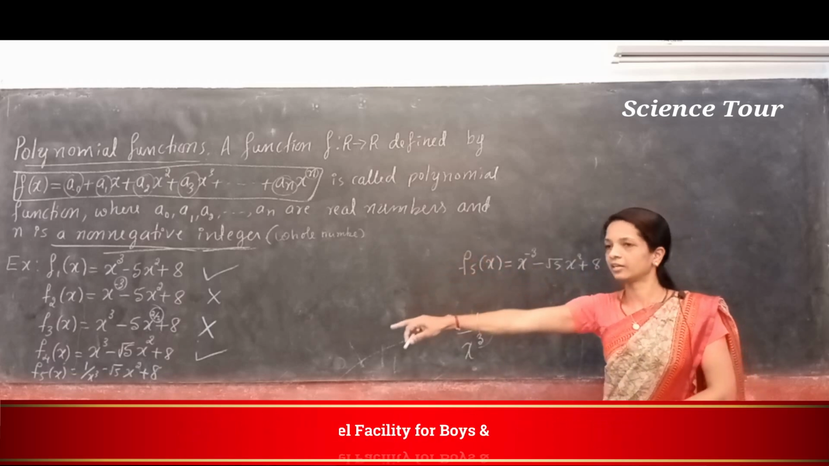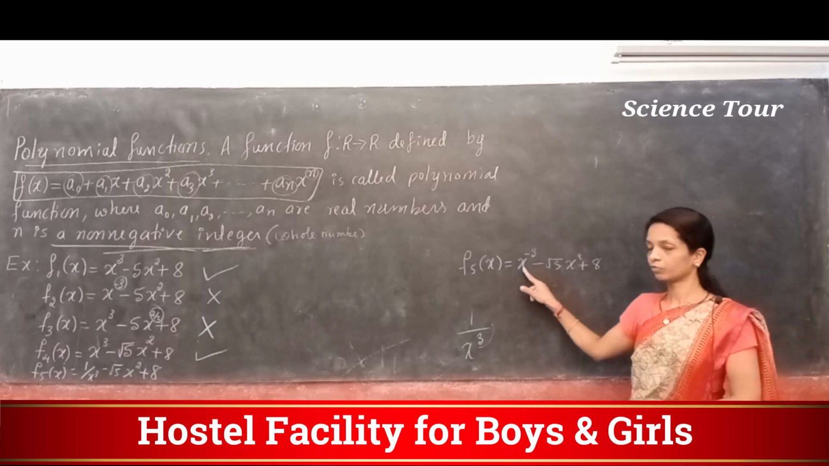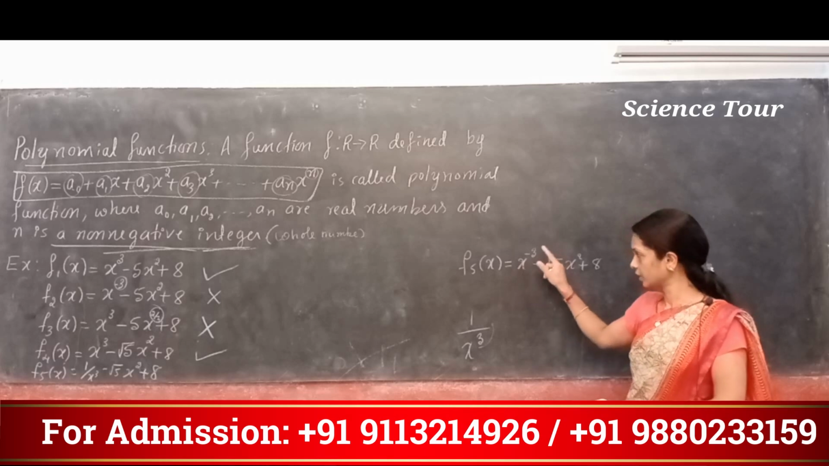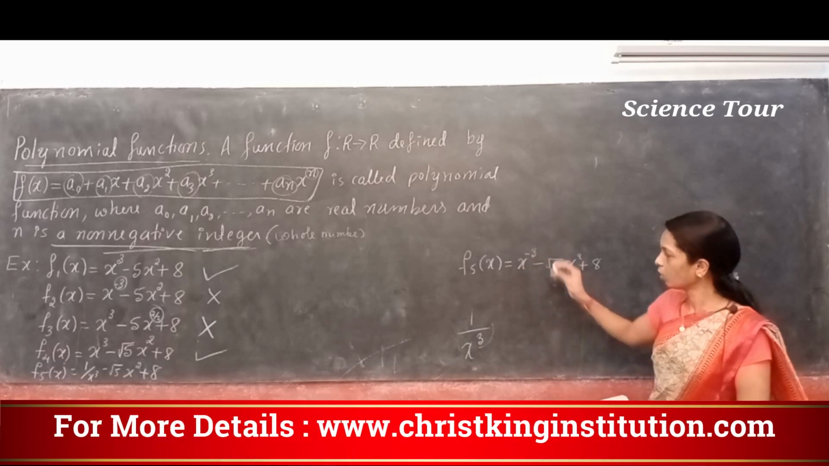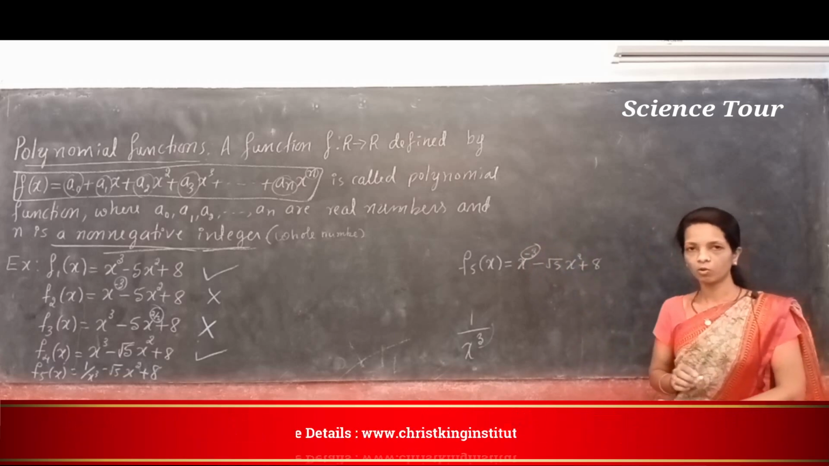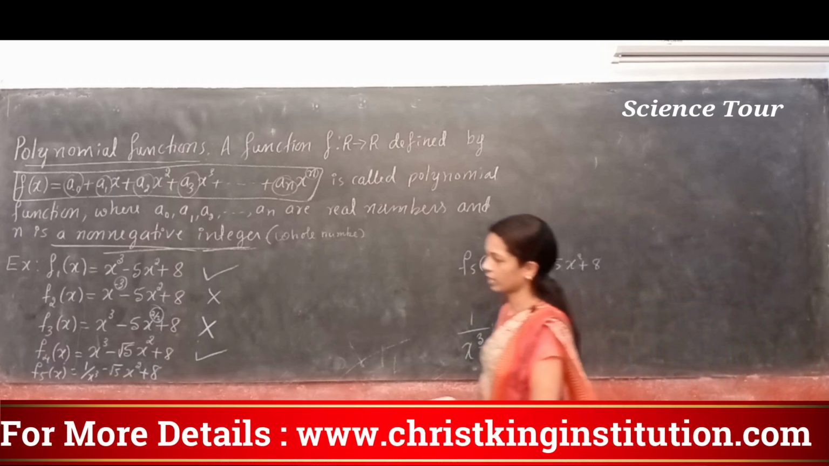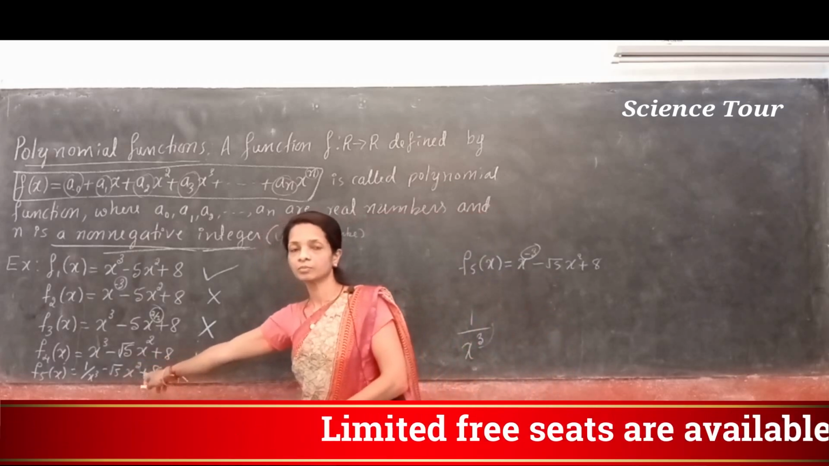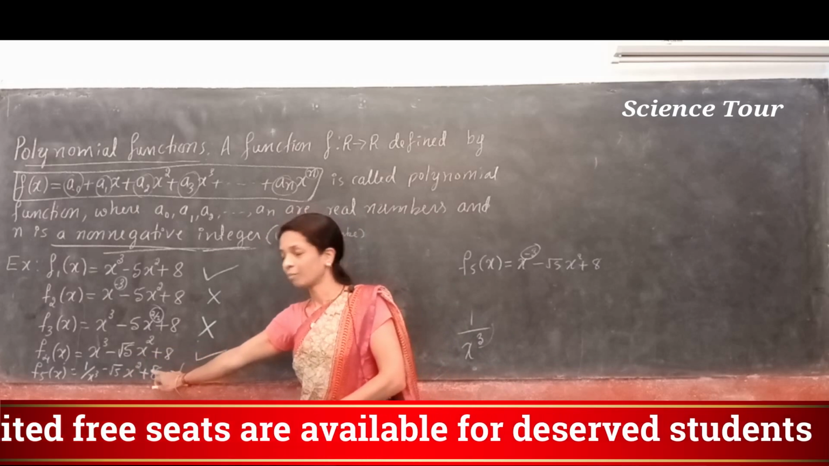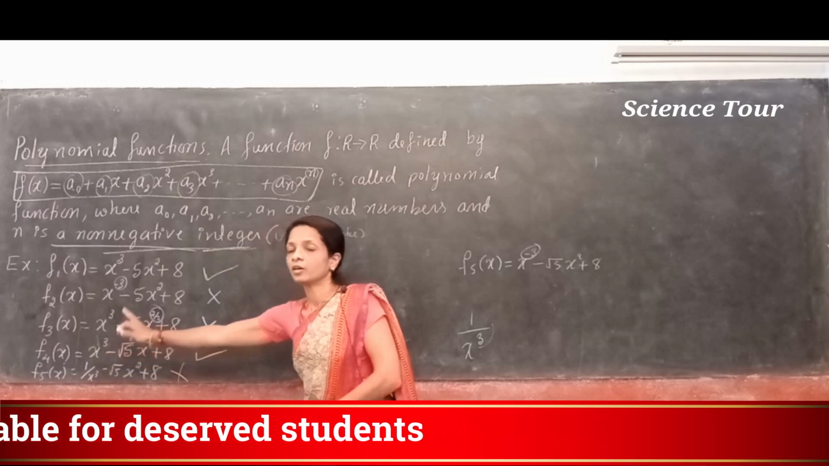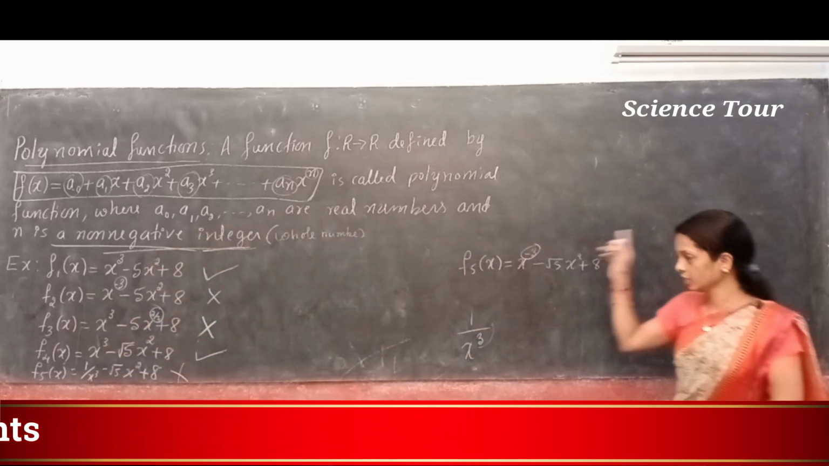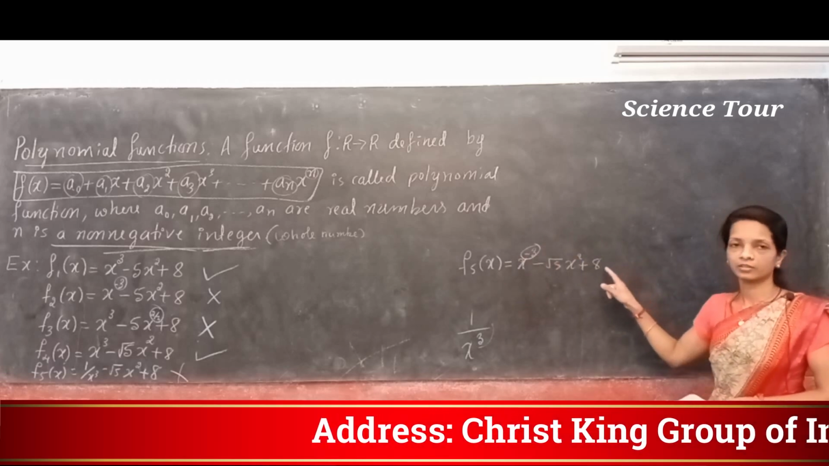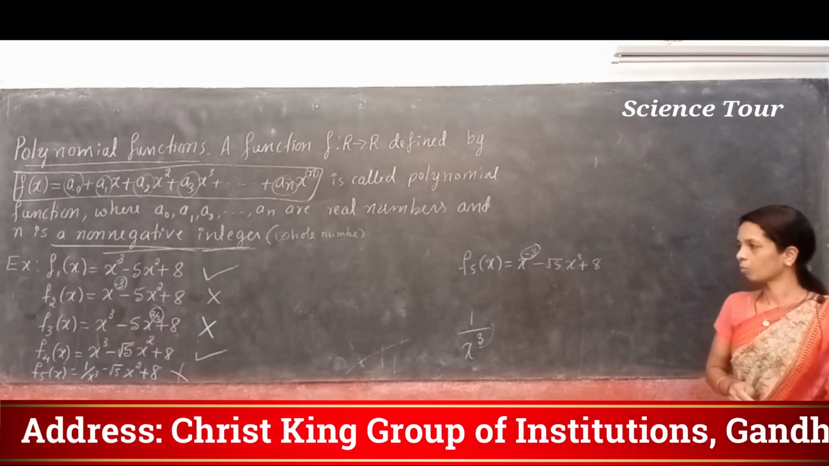Here we rewrote f5 of x, but if you observe the power of x, the first power of x is minus 3, that is not a whole number, right? Minus 3 is not a whole number. So for that reason f5 of x is not a polynomial. As it is, you can't see that it is not a polynomial, but if you rewrite 1 by x cube as x to the power minus 3, then the power of x is not a whole number. So f5 of x is not a polynomial function.